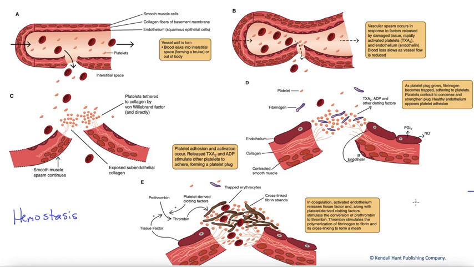In this video, we're going to talk about the process known as hemostasis, or blood clotting. It's going to be comprised of three main phases: vascular phase, platelet phase, and a coagulation phase. We're going to start up here at the upper left in panel A.